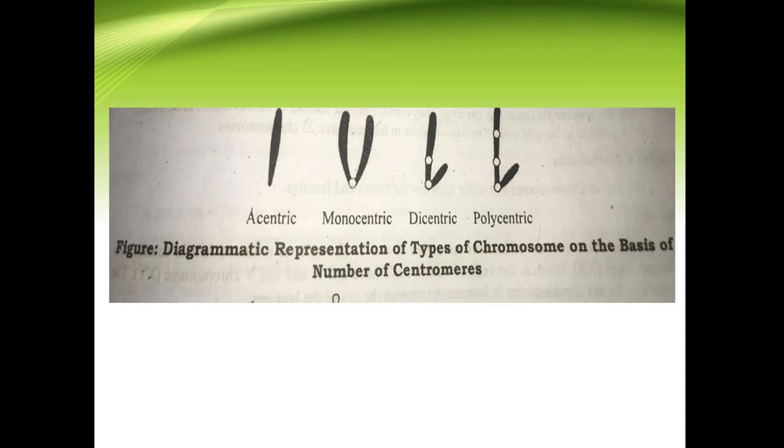Next we have monocentric. You can see here in monocentric, a chromosome with one centromere. One centromere is present which is dividing the chromosome into two sections. This is the centromere, the region on the chromosome which divides it into two sections, two halves or two arms.